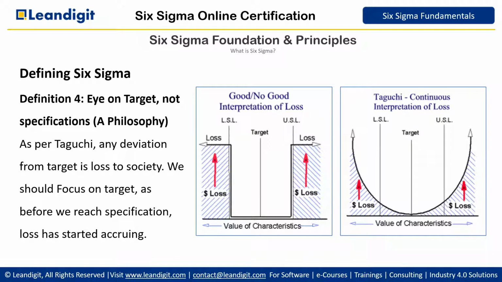The fourth definition is keeping an eye on target, not on specification. As per Taguchi, any deviation from target is a loss to society. Our traditional approach is that if we are within the specification, there is no loss. Outside specification, there is loss. But as per Taguchi philosophy, which is now a Six Sigma philosophy, any deviation from the target value starts contributing either loss to the customer or the supplier, and therefore it's a loss to society.